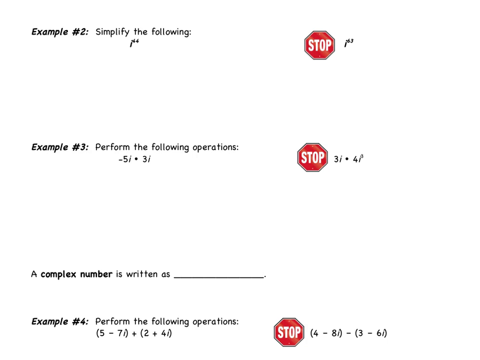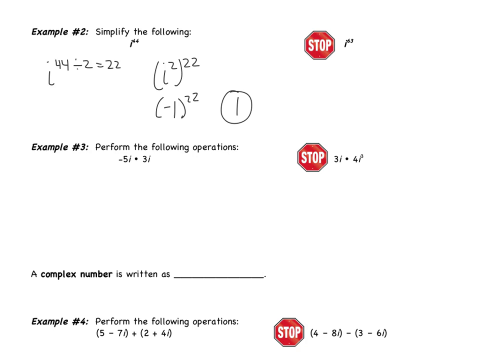Okay, so example number 2 says simplify the following. We have i to the 44th. Now I know that i squared is -1, but what's i to the 44th? Well, what I want you to do is rewrite i to the 44th in terms of i squared. So what you're going to do is you're going to divide that 44 by 2, which is 22. So this is really i squared to the 22nd power. So 2 times 22 is 44. Now i squared is -1. So really this is just -1 to the 22nd power. -1 to an even power is +1.